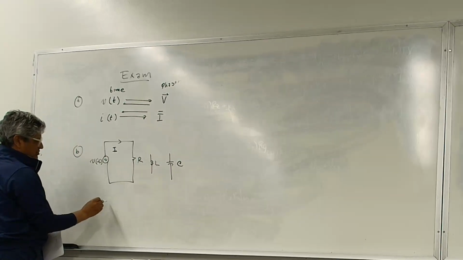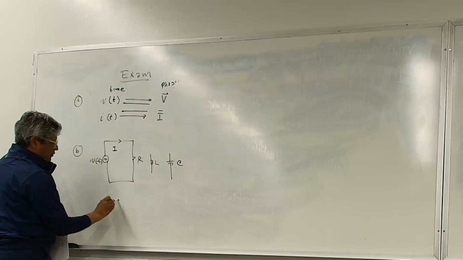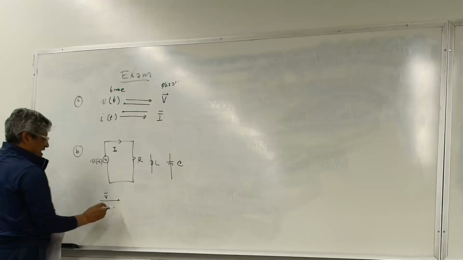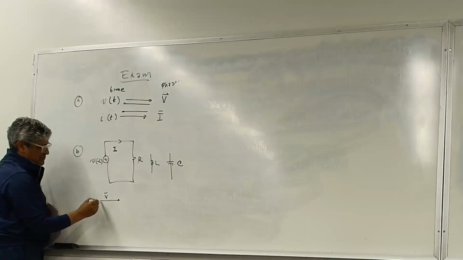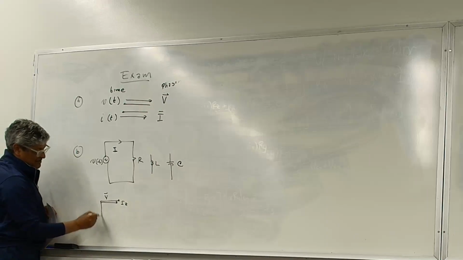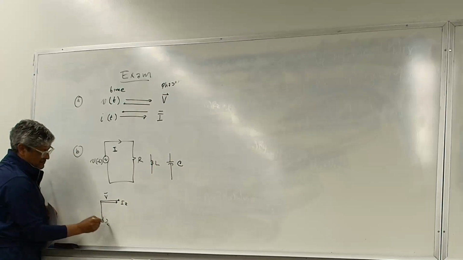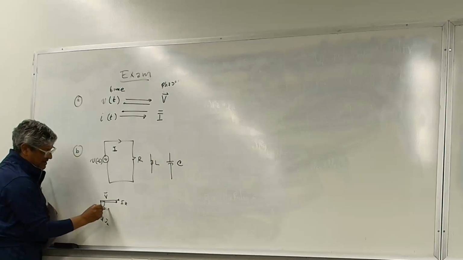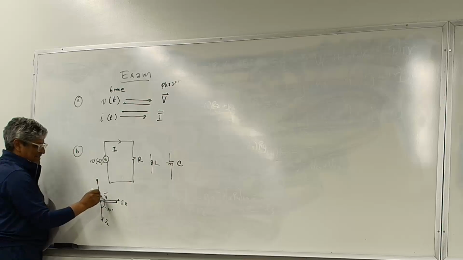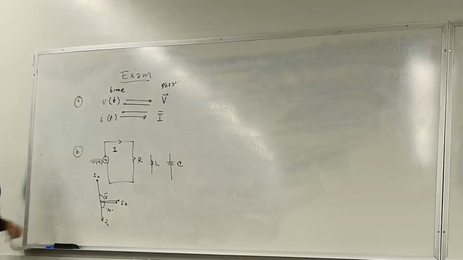Also, remember the relationships. Always, the voltage is your reference, right, as being V. For a resistor, your IR will be in phase. Your IL will be lagging by 90 degrees. And then IC will be leading by 90 degrees. So you should be able to do that.